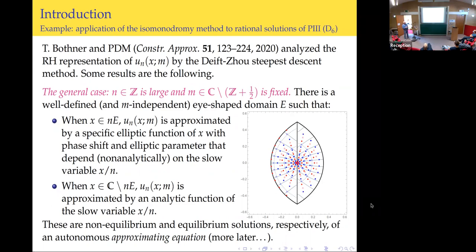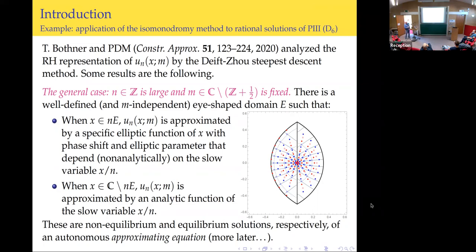So we applied what's called the Deift-Zhou steepest descent method to that Riemann-Hilbert problem, and I won't tell you the details of what we did, but I will tell you the answers because it's kind of interesting. First of all, there's a general case. The general case is that n is an integer that's big, and m is not a half integer. So that means I want to avoid those points in the complex plane.